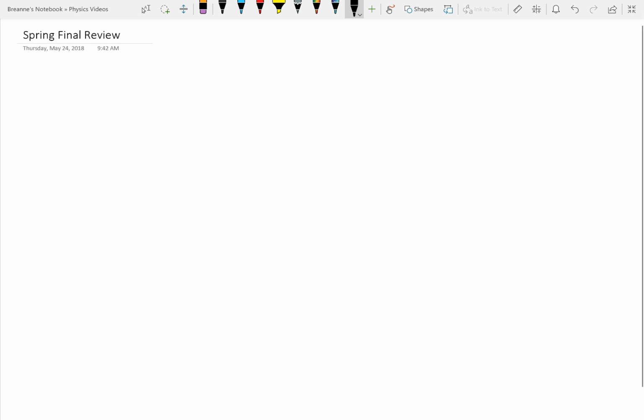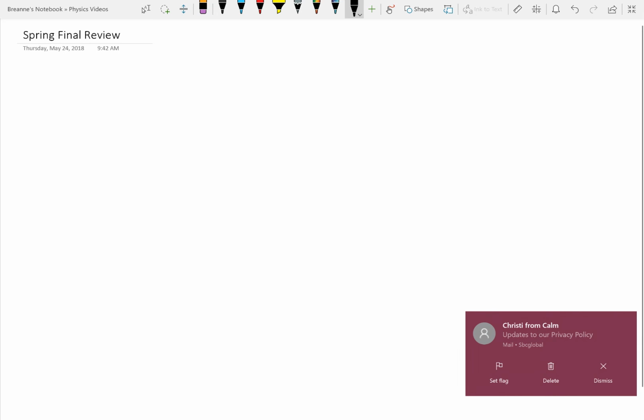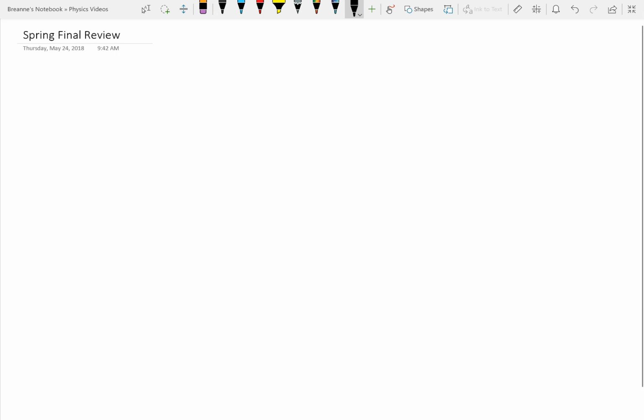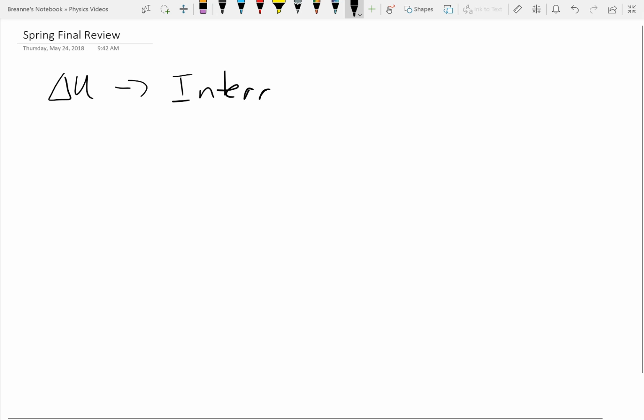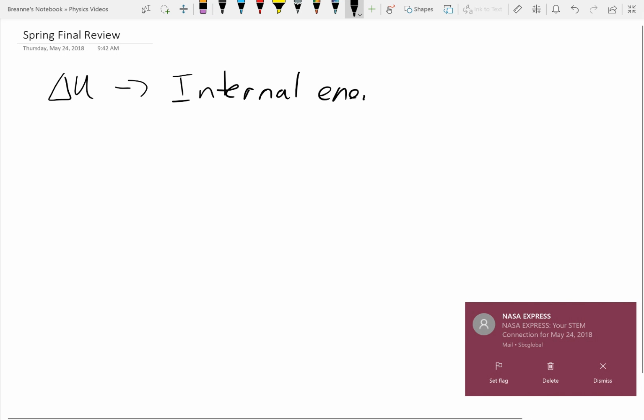This will help you a lot. I did realize I forgot two that need to be part of the chart. They are on the key to the review. One's at the top, one's on the bottom of the second set of notes, but I'll go ahead and write them down here. So delta U, that is your internal energy, and that is measured in joules.